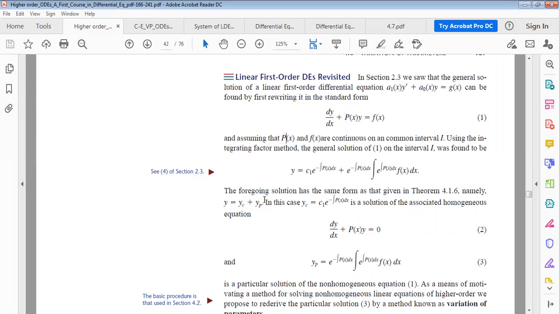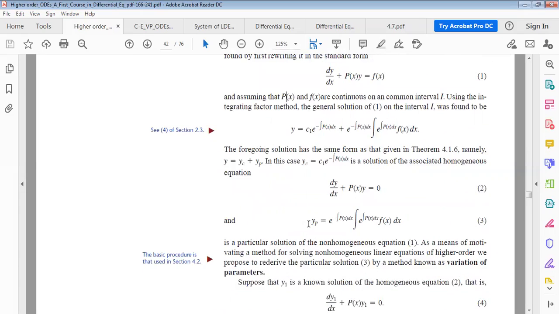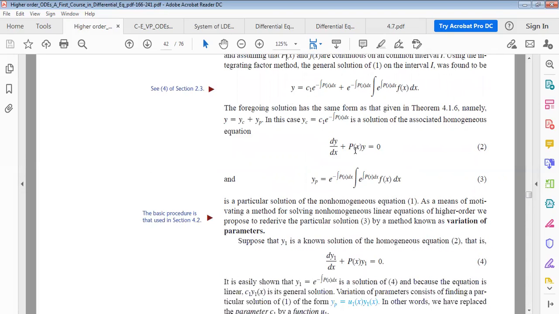Okay, this was the form of the solution, and in this case yc is a solution of the associated homogeneous differential equation. If we write the right hand side as 0, it becomes a homogeneous linear differential equation. So in this case, the particular solution yp equals e to the power of this. We have solved these types of differential equations. Actually, here u is an unknown function of x. It may be a constant also. This is why we are finding these types of solutions.